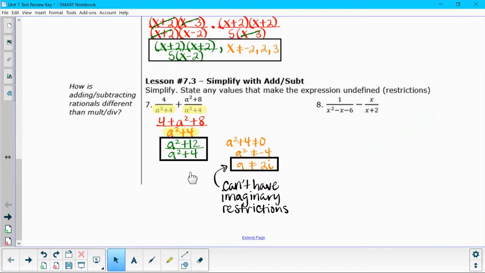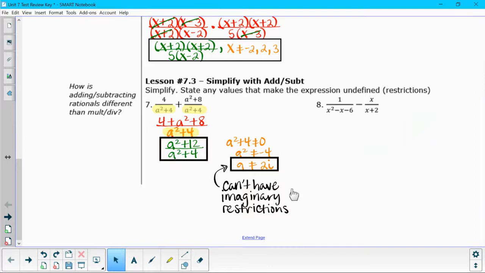Now, this is a special case because when I set a squared plus 4 not equal to 0, I'm going to get a squared cannot equal negative 4. If I take the square root of both sides, remember anytime you take the square root of a negative number, you're going to get an imaginary number, and you can't have an imaginary restriction. So if you stated that there were no restrictions, that would be okay. But also if you stated a cannot equal 2i, that would be okay too.